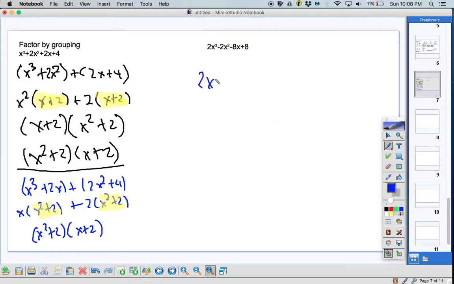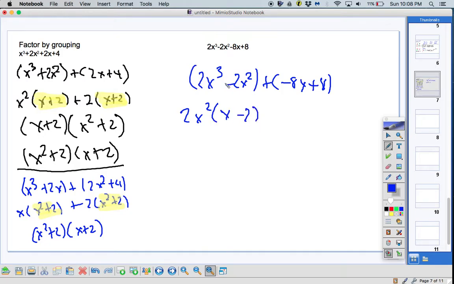So we got 2x to the third minus 2x squared. And we got a negative 8x plus 8. And just like we said before, we have 2x squared in common, so that leaves us with x minus 2. And here what we have in common is going to be the 8, but in this case we don't want a negative here, so we'll bring the negative 8 out. And that's going to leave us x, and negative 8 times negative 1 is going to be that positive 8. Oh shoot, that should have been a 1 up there. I went too quickly.